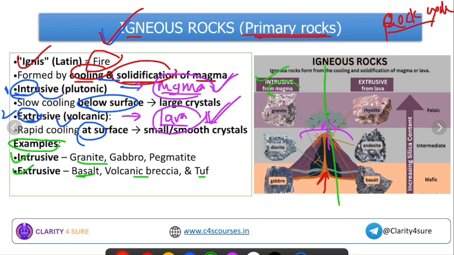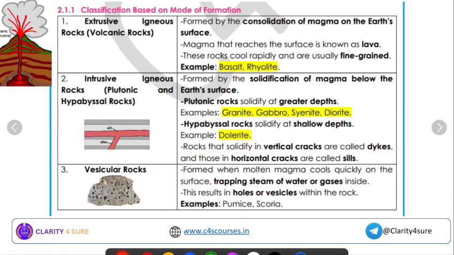So you can see here the intrusive, from magma, which is inside the surface, and extrusive, out, exit, which is made from the lava because it managed to come out. Okay, so this is what the igneous rock is. So now let's discuss in detail the classification of these igneous rocks.